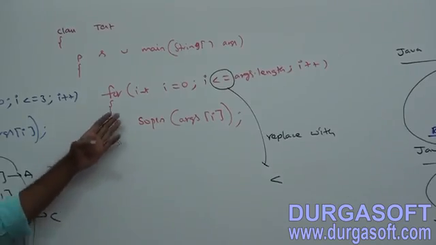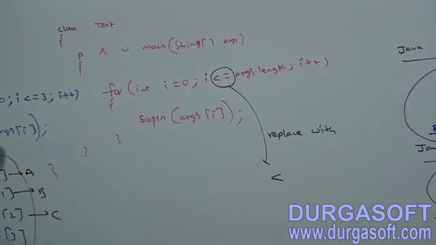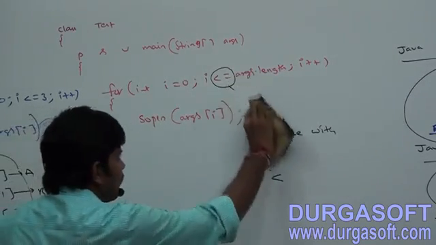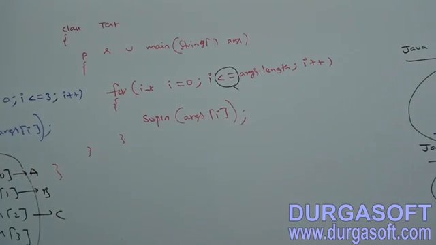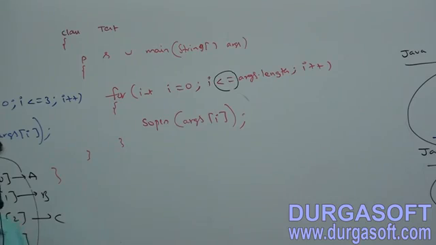Public static void main. At the beginning, don't take this part; at last, after completing, you can take. For int i = 0, i less than or equal to args.length, i++, SOP of args of i. Completed, I hope.